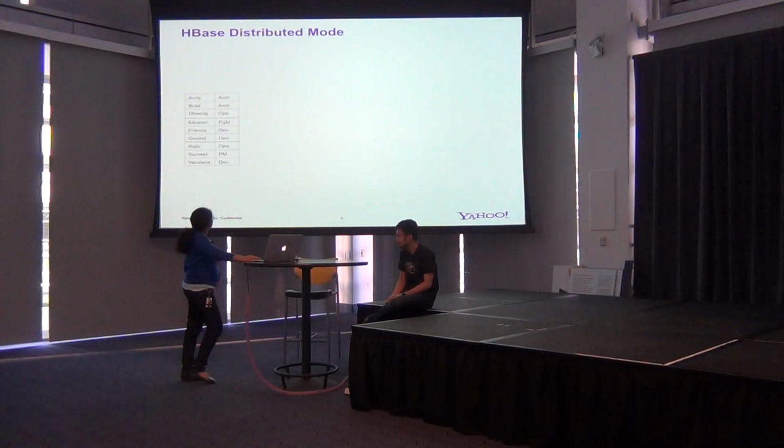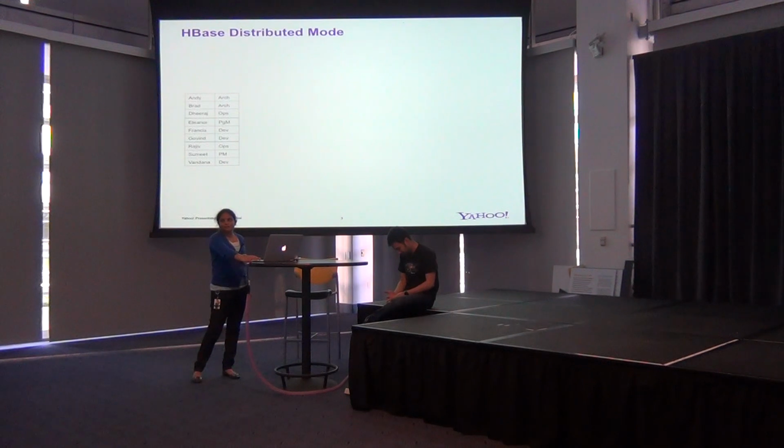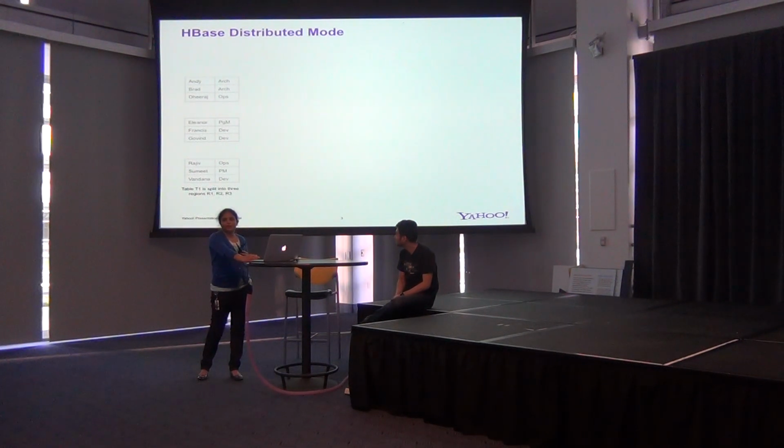Let's take another example of how HBase operates in a distributed fashion. Say you have a table which has user name as the key and user profile as the value. Once this table grows, it's always lexicographically ordered. In HBase it's all ordered, and HBase shards it into something called regions. Each shard is a contiguous range of keys. Now we want to split this table into three regions: R1, R2, and R3.